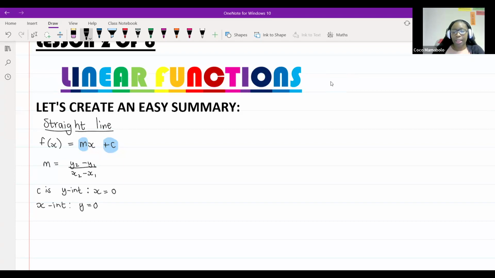All right. Then we need to remember the domain. And we need to remember the range. Okay. The domain of our graph.